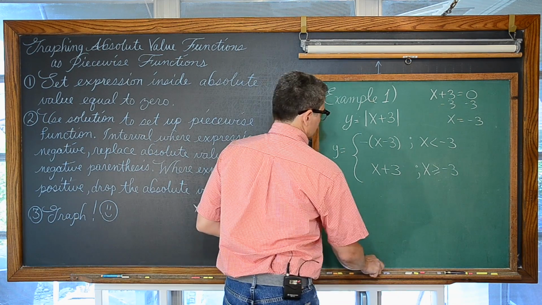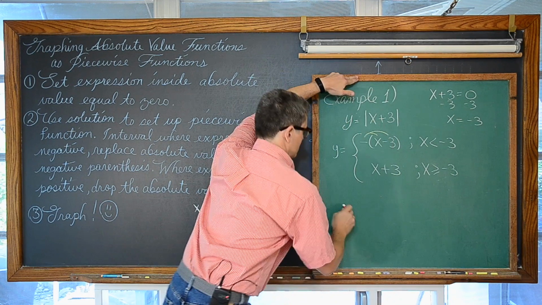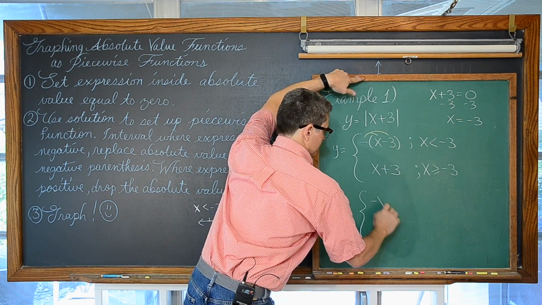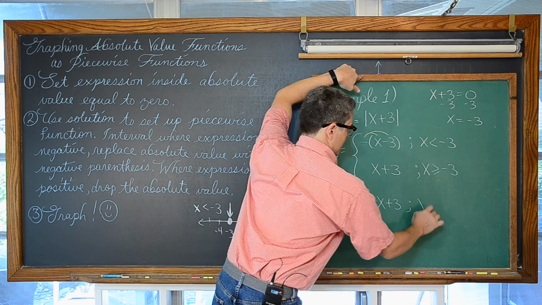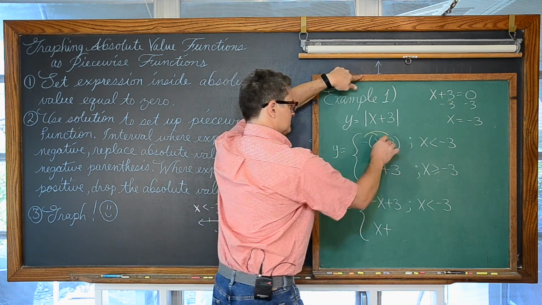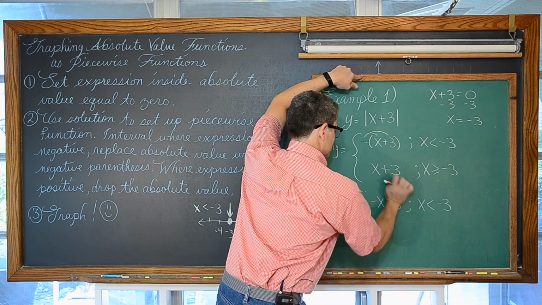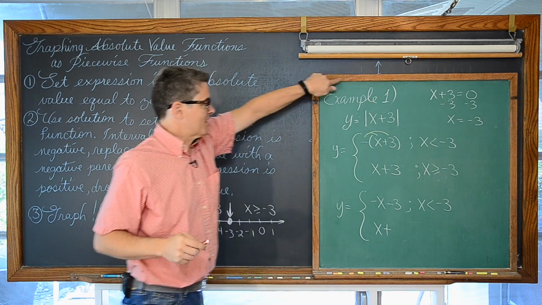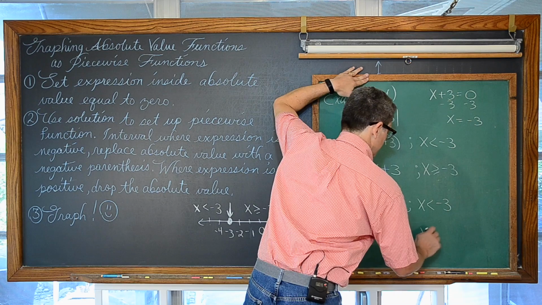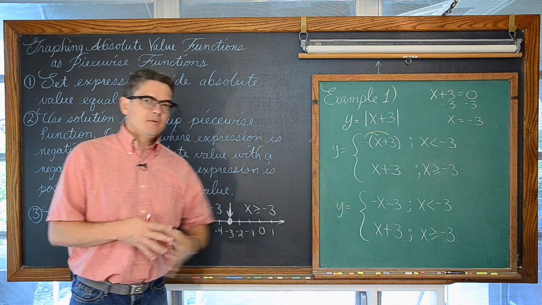Rewriting this a little bit, we can distribute the negative 1 through these parentheses, and we get y is equal to, well, negative x plus 3 for when x is less than negative 3, and x, I was thinking ahead of already changing these signs, so that should be x minus 3. Glad I caught that mistake. That would be a little bit awkward later. X plus 3 for when x is greater than or equal to negative 3. Okay, so now we've got our piecewise function set up.